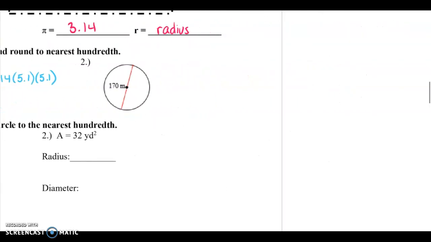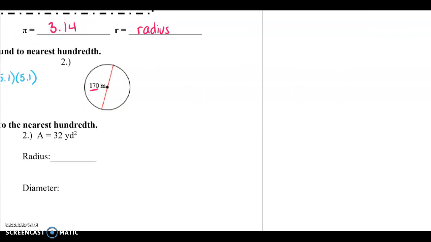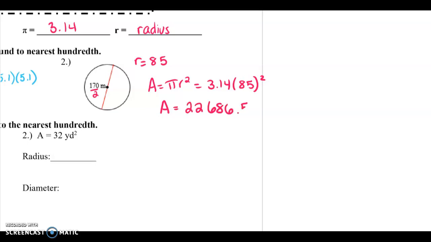All right, number 2, they gave me the diameter. So since they gave me the diameter, I have to cut that in half to figure out what the radius is, because I need the radius for this formula. So my radius is 85. So area is pi r squared. So 3.14 times 85 squared gives me a big number of 22,686.5 meters squared.